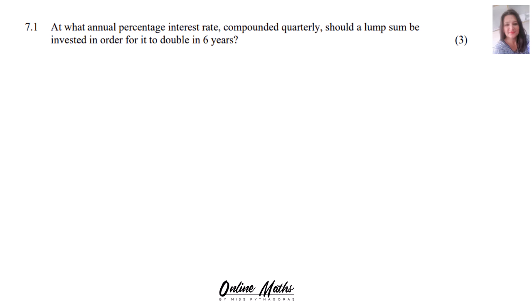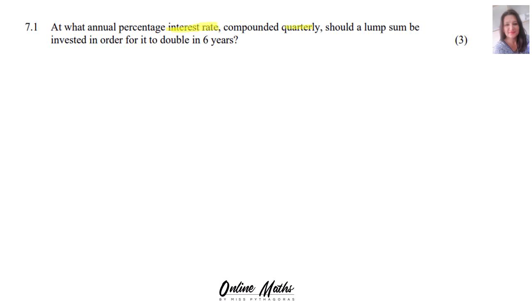7.1. At what annual percentage rate, compounded quarterly, should a lump sum be invested in order for it to double in 6 years? Now, what's a good idea is always to highlight the important words you find there. So, what percentage interest rate? That's what we are looking for.